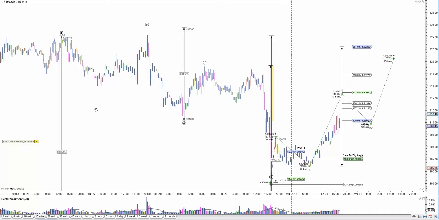Okay, so that will be all for this analysis. I hope you enjoyed it. USD CAD didn't work, but it doesn't matter. We have plenty of opportunities. You just keep risk low, and we go for a very large risk reward ratio.